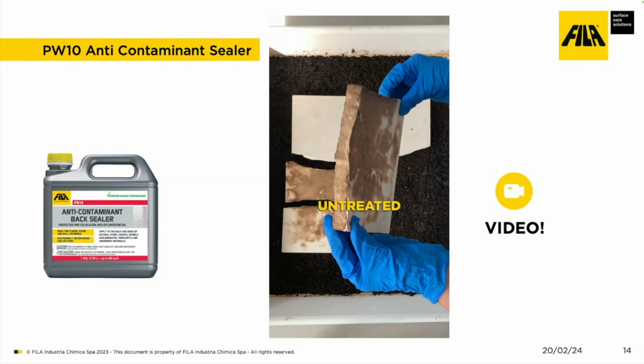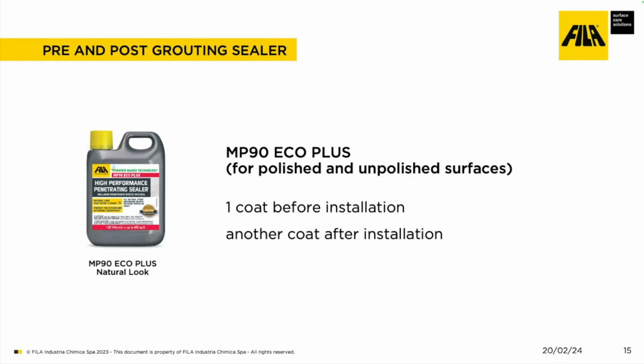How? Applying PW10. This is something that can be considered, especially in case of important projects or when you are using really light natural stones, really absorbent, or even when you're using granite, because sometimes they tend to create rust inside the surface. As Marco told you, we have two different kinds of pre-installation sealers. One was the PW10. The other one is the grout release, and the name of this sealer is MP90 Eco Plus. We will see in a short time that MP90 Eco Plus is really great as a grout release sealer, but it has even a really nice anti-stain effect.